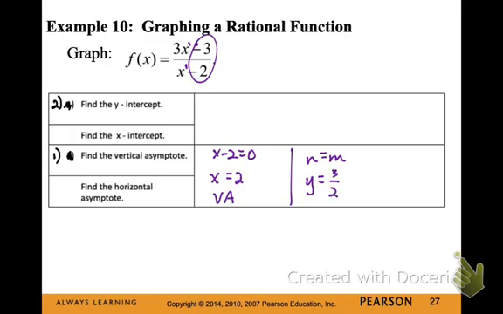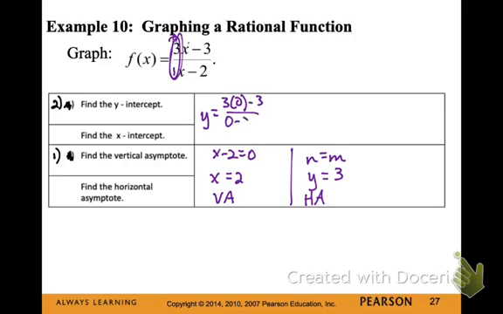They are equal. So I'm going to then look at the coefficients of our variables, 3 over 1. So our horizontal asymptote will be where y equals 3. The y-intercept, let's plug in 0 for x. And so our y-intercept is at 0, 3/2, and the x-intercept, let's set the numerator equal to 0 and solve. So we have the point 1, 0.